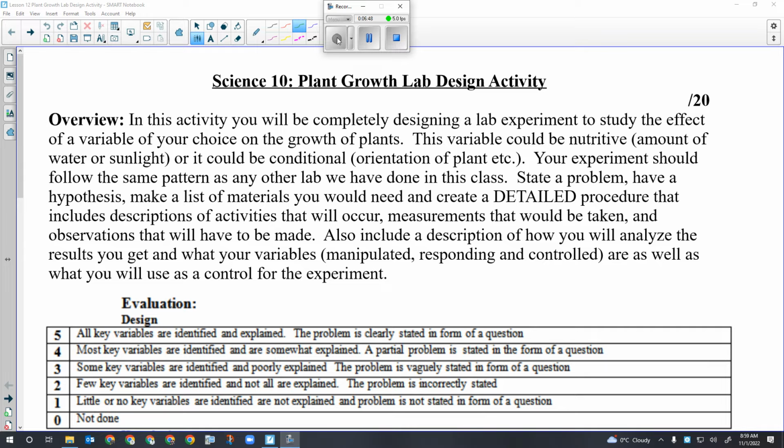Okay? So it could be as simple as all the plants are being grown in the same kind of dirt, if dirt wasn't a manipulated variable. Okay? Things like that. Or same amount of water, or same temperature. Like you gotta come up with those kinds of things.